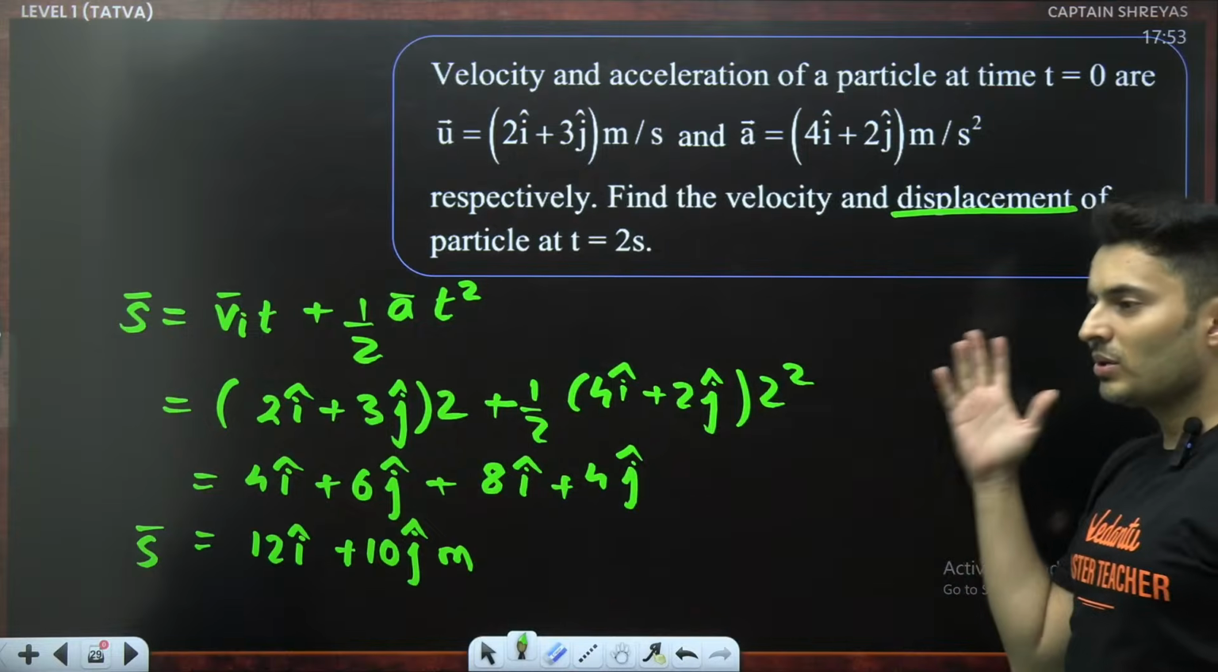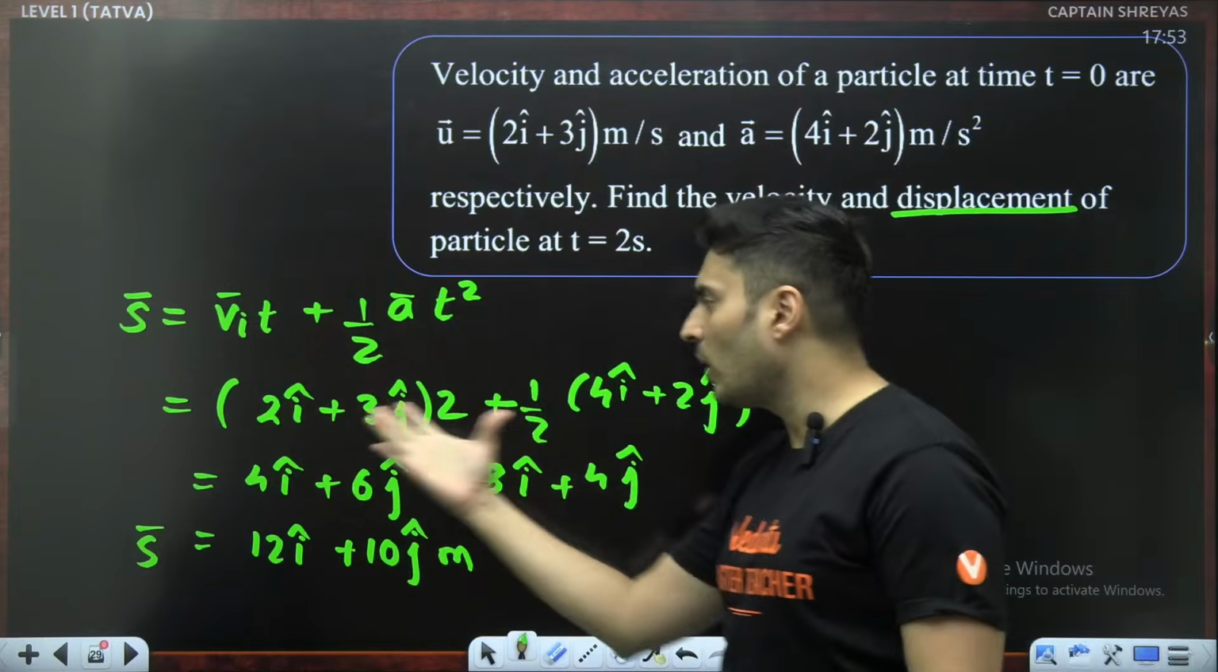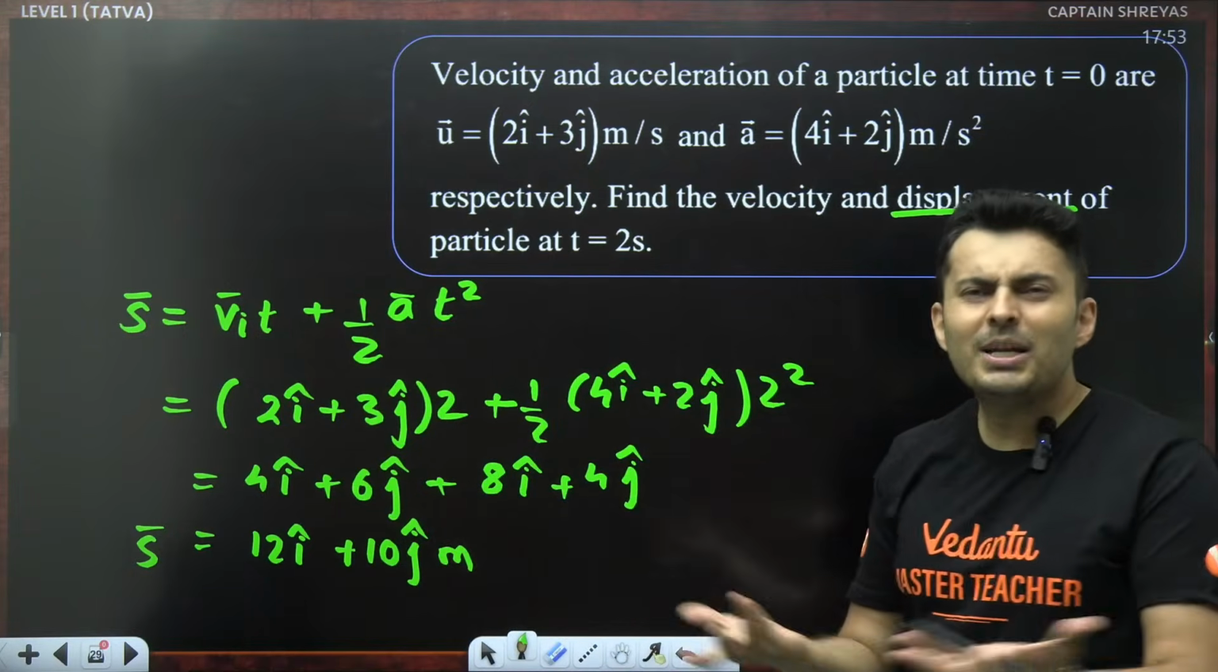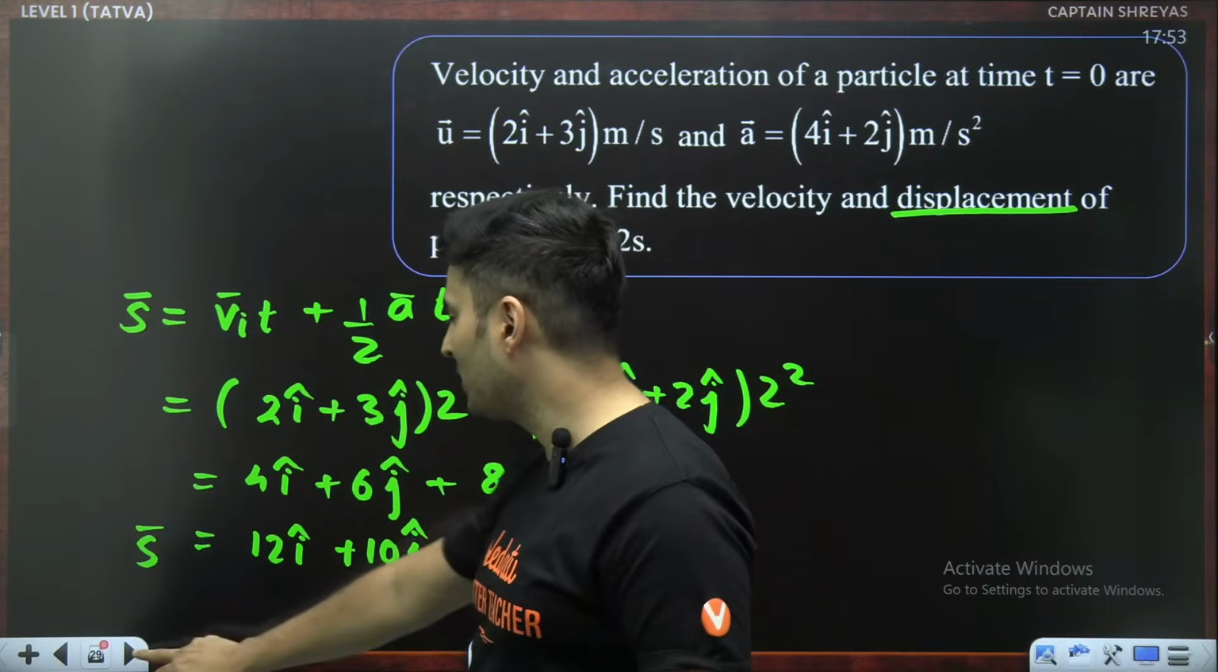Understanding? So whenever you have to use kinematic equations, check whether acceleration is constant and you can solve it in the vector form only. It becomes very easy then. You don't have to break your head so much. Okay.